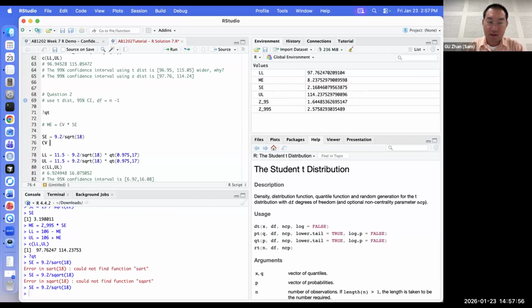Then what about CV? This time we're using t, so we want to get a quantile. So qt. Then what is the probability that we need to key in?